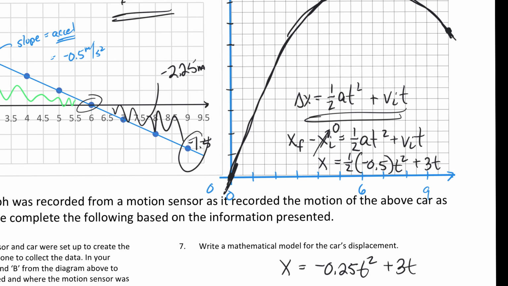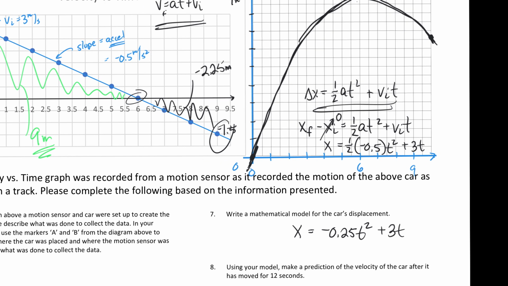Probably worth 3 points, maybe 4. You had to know which relationship is a mathematical model from the graph that you made. You had to figure out the initial velocity and the acceleration and know that they were a part of this. To me, that's valuable points. Does that answer your question? All right.